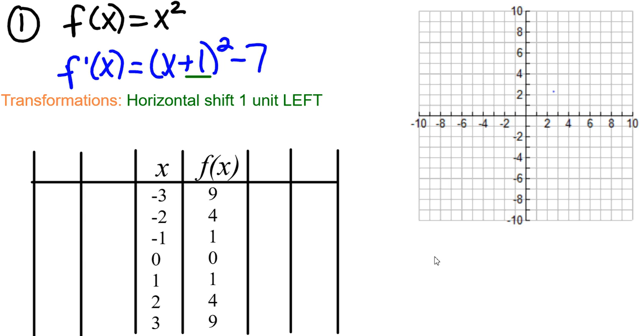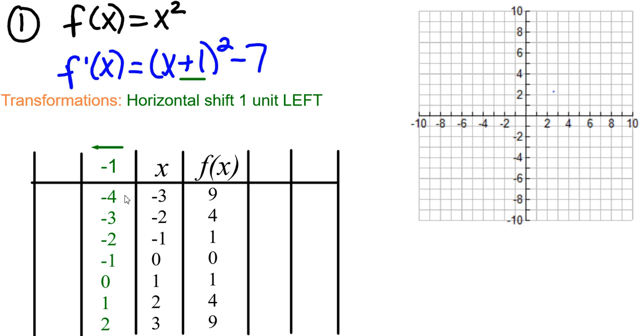So I'm going to take all of these input values and shift them to the left 1 unit. Operationally, what does that mean? We're taking away 1 from each of the input values from where we were before. So again, we're moving everything to the left 1 unit.